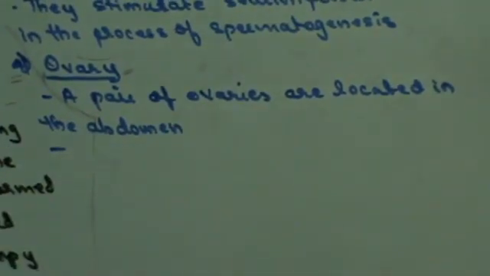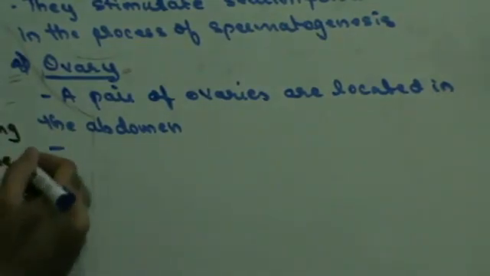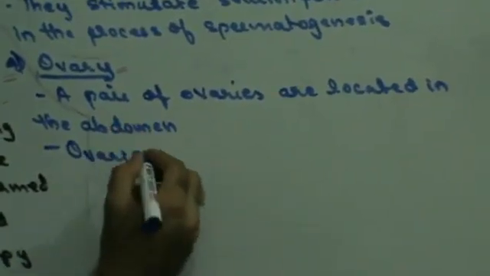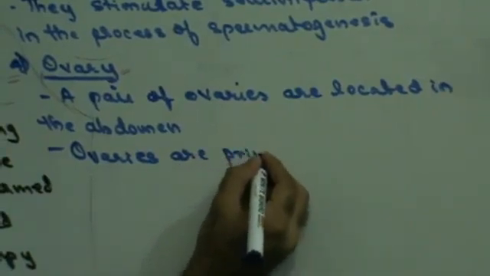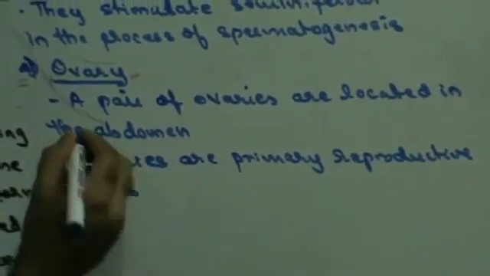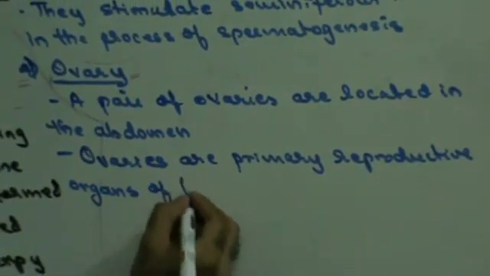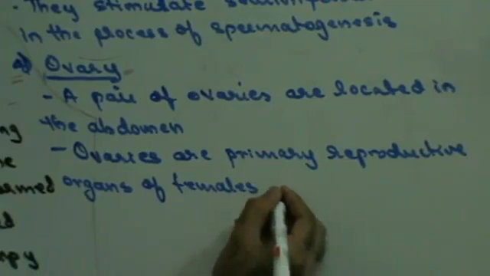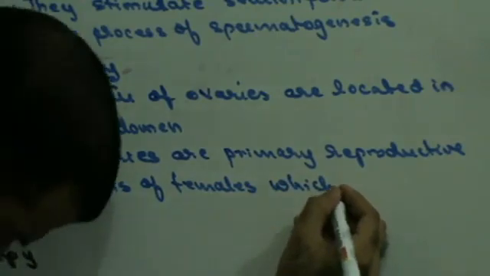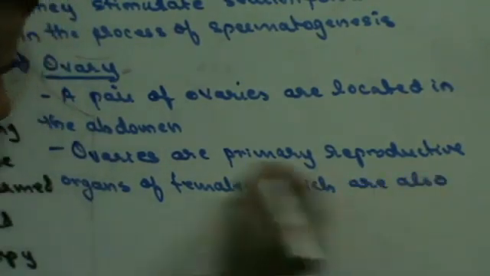Fine. Now, ovaries are the primary reproductive organs of females and as well as the endocrine organs, same as in the case of males. Ovaries are primary reproductive organs of females, which are also endocrine glands.